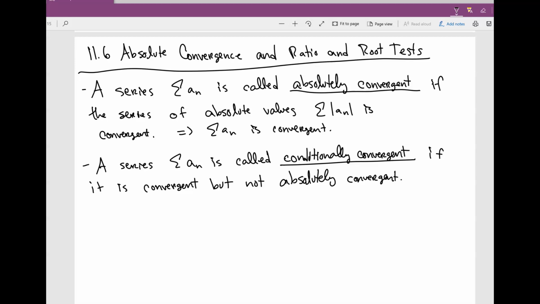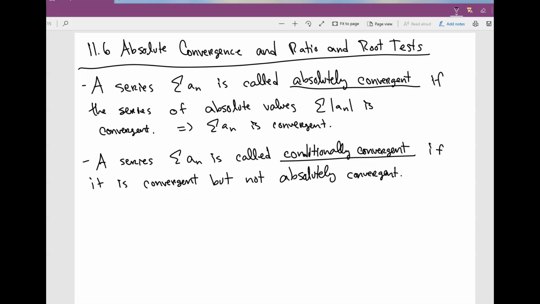This is 11.6, absolute convergence and ratio and root tests. So a series summation A sub n is called absolutely convergent if the series of absolute values is convergent. So if I were to take the absolute value of this particular series of A sub n, and if it's convergent, we call it absolutely convergent. And obviously, if the absolute value is convergent, then that means that the original series is also convergent.